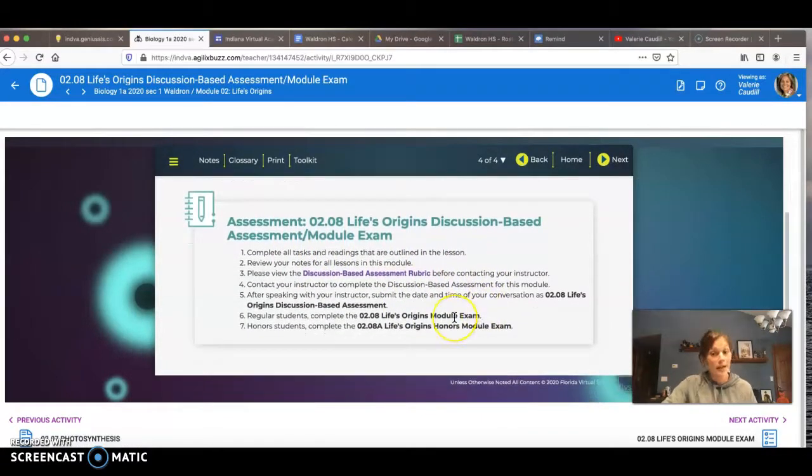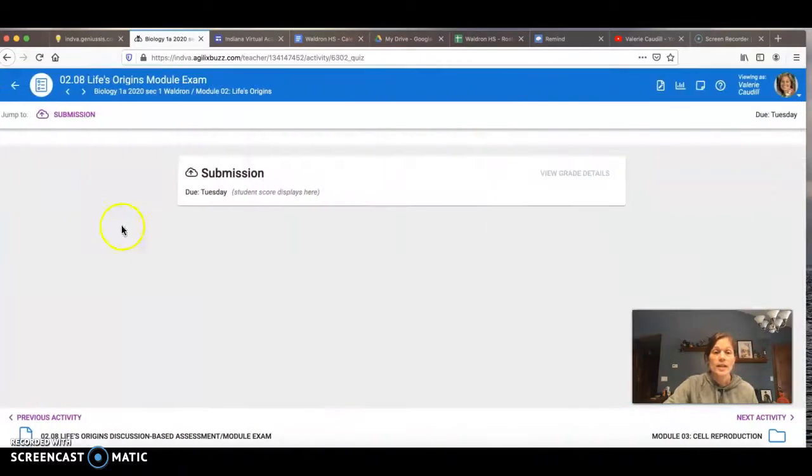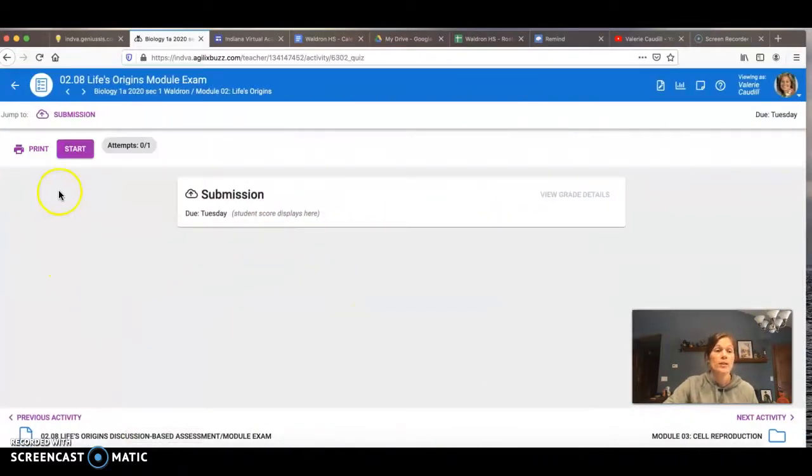Okay, so if we click to the next slide here, this says check out your discussion-based assessment rubric, but again, remember you don't have to do that. So I'm going to click on this arrow up here in the top left corner, and it takes us to our module exam. When you are ready, you're going to click on start, and then you'll be able to begin the exam.